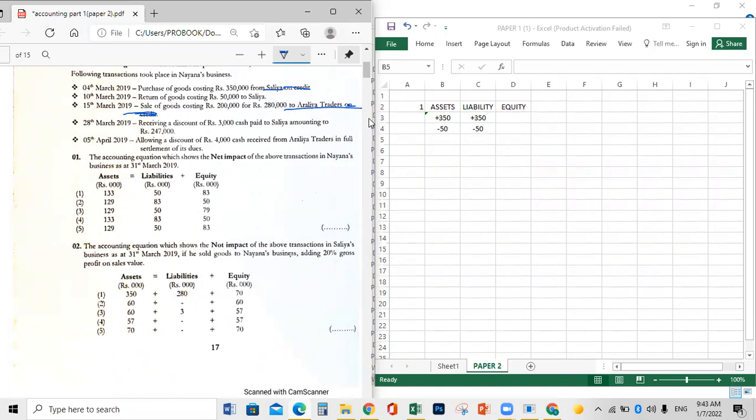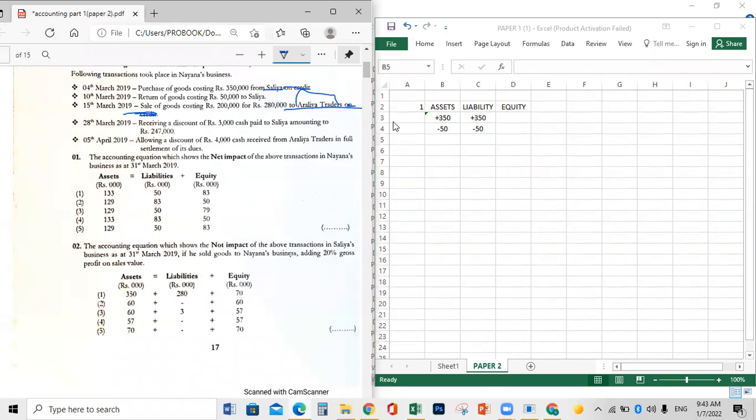If they use the word cash and they have also told the name, is it on credit or cash? I'll repeat the question again. Sales of goods costing 200,000 for 280 to earlier traders on cash. Is it on credit or cash? Then it's cash, right? Because they are specifying it's on cash. Now don't think, okay, she told the name. When they say the name, it's always credit. Guys, if they just say the name, it's credit. But if they specify it's on cash, then it's on cash.